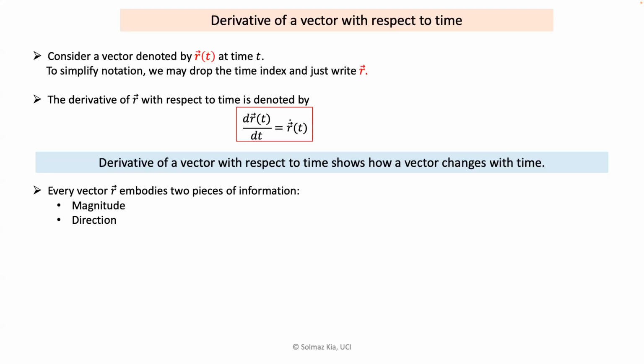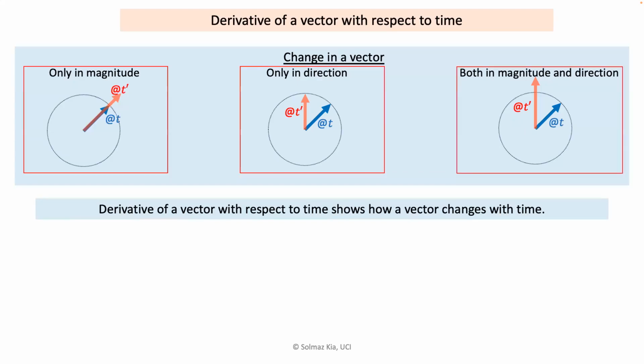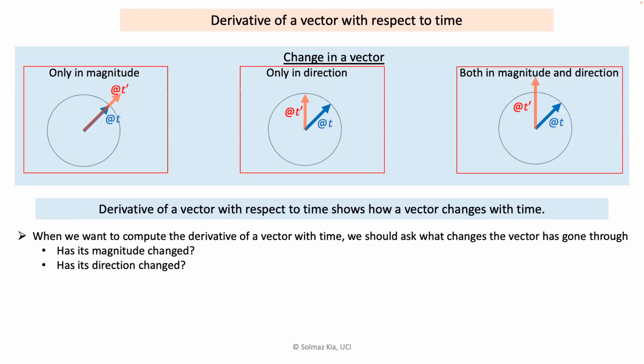Every vector r embodies two pieces of information, magnitude and direction. So the changes in a vector with respect to time can be only in magnitude, only in direction, or both in magnitude and direction. So when we want to compute the derivative of a vector with respect to time, we should ask what changes the vector has gone through. Has its magnitude changed? Has its direction changed?